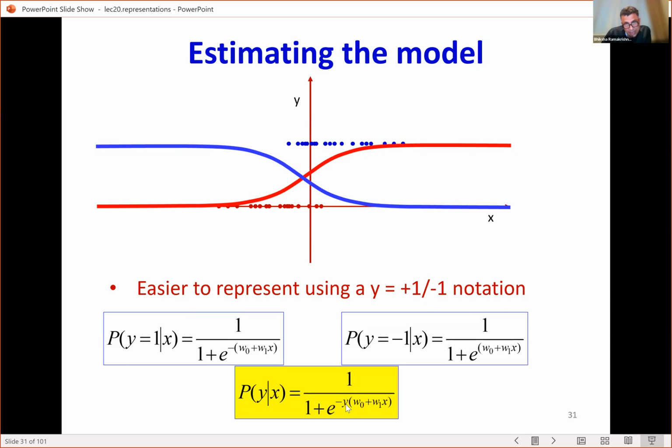And you can see immediately that when y is 1, that gives you this formula to the left. And when y is -1, minus times -1 becomes plus. So this gives you the formula to the right. So this formula, p of y given x equals 1 over 1 plus e raised to minus of y times w0 plus w1x, captures both of these curves.